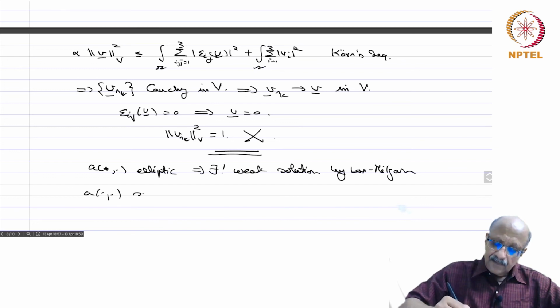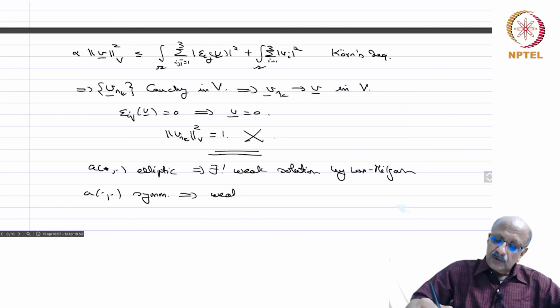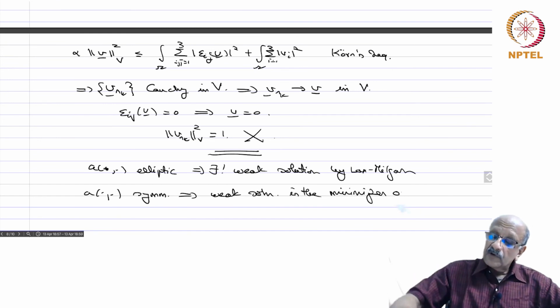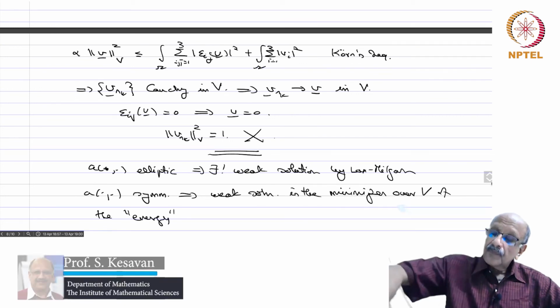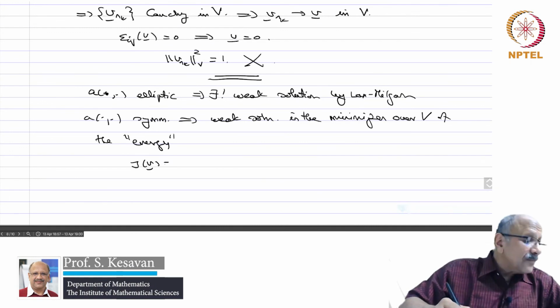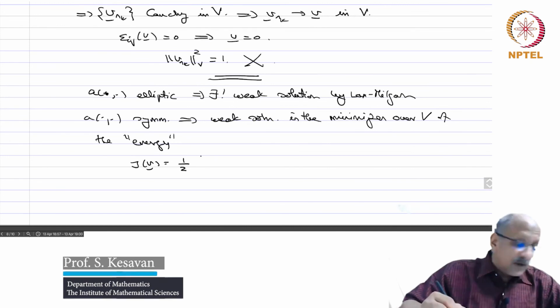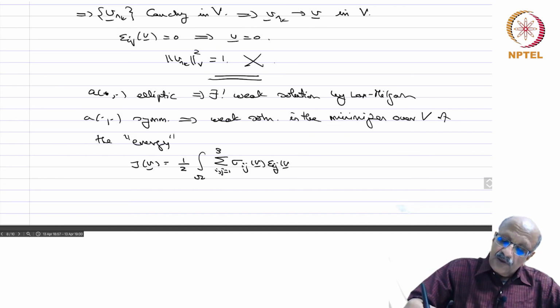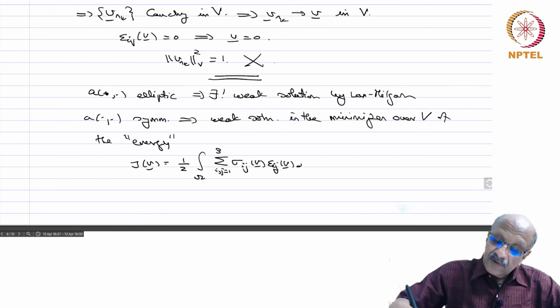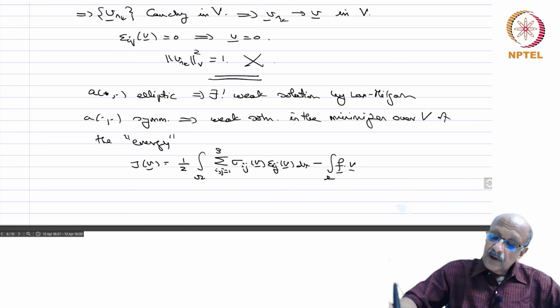And A symmetric implies the weak solution is the minimizer over V of the strain energy, the energy J(v) equals 1/2 of A(v,v), that is, the integral over omega of the sum over i, j equals 1 to 3 of sigma ij of v epsilon ij of v dx, minus the integral over omega of f dot v dx, minus the integral over gamma 1 of g dot v d sigma.